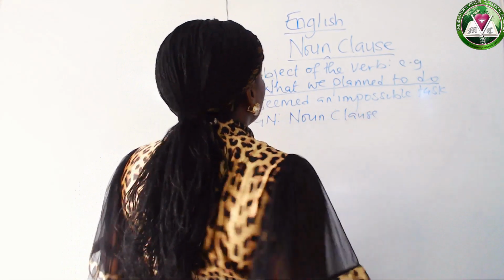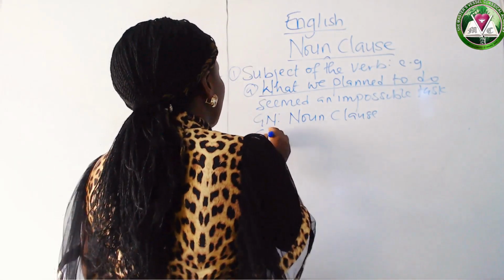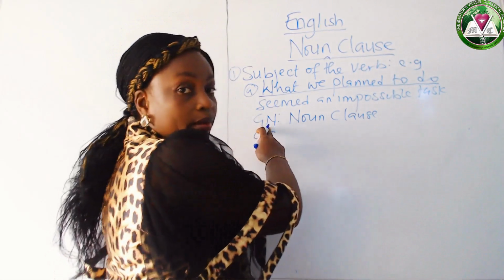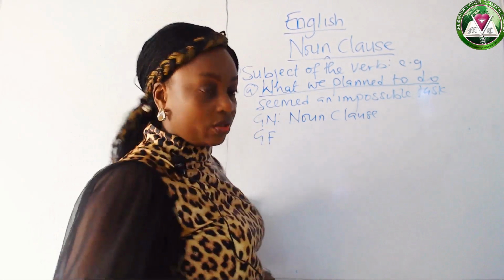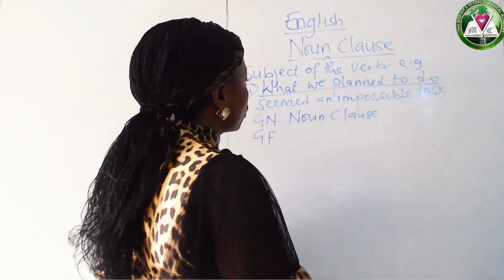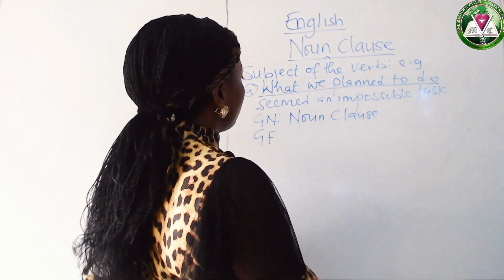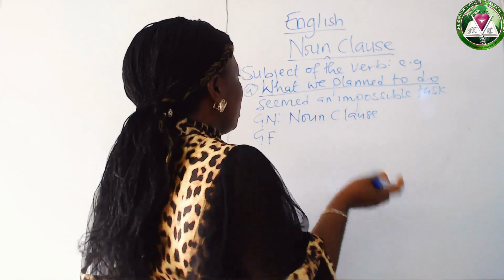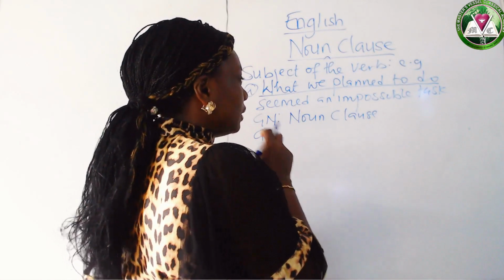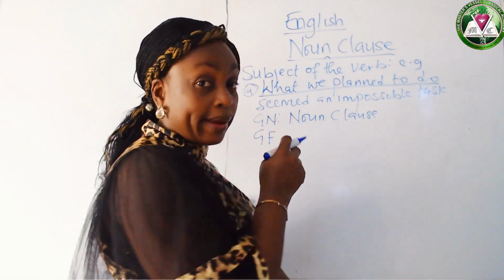Okay. And then, what is our GF? Remember, GN means grammatical name, and GF means grammatical function. So, what is our grammatical function? Remember we said subject of the verb. So, which verb are we talking about here? Not the verb that is identified in the subordinate clause, remember?